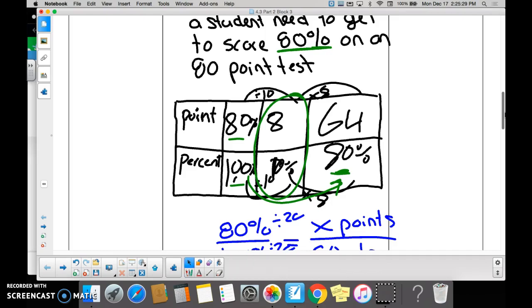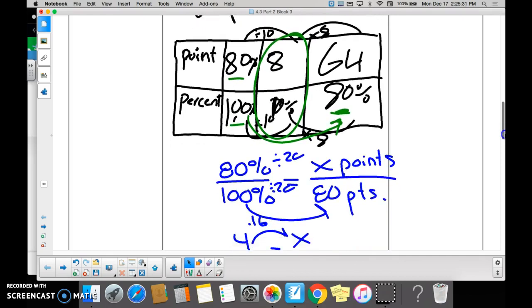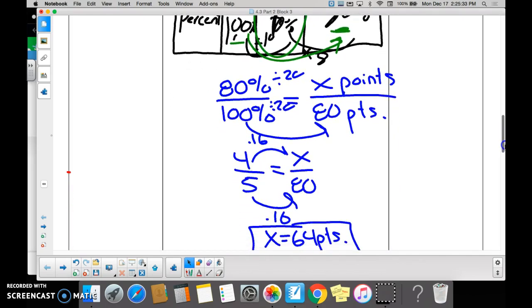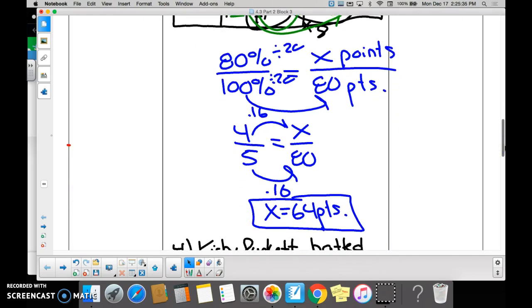I really want to move you to the proportion way of writing these, even though ratio tables are awesome. So somebody said, well, if I have 80%, I'm going to put 100% right below it because I'm lining up my labels. I know 100% is worth how many points? 80. I want to know how many points 80% is worth, right?